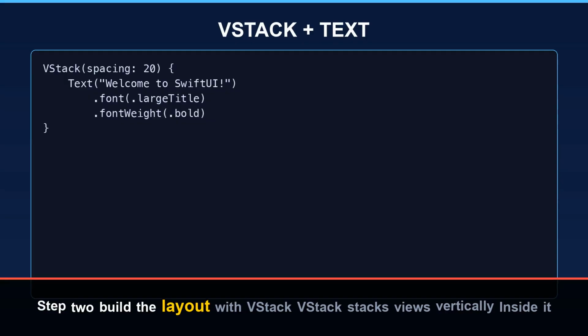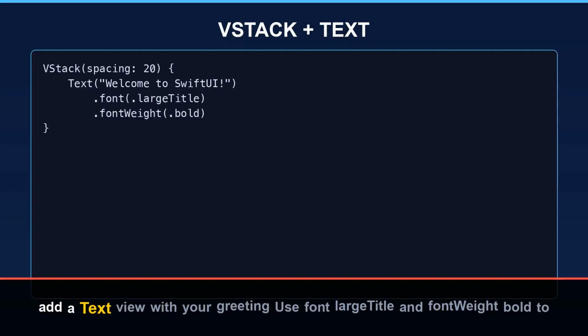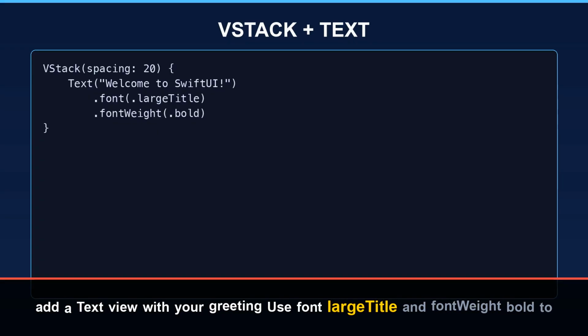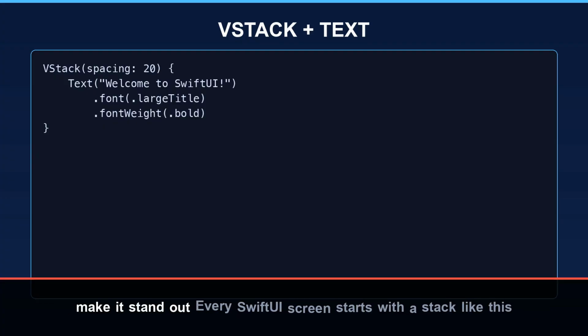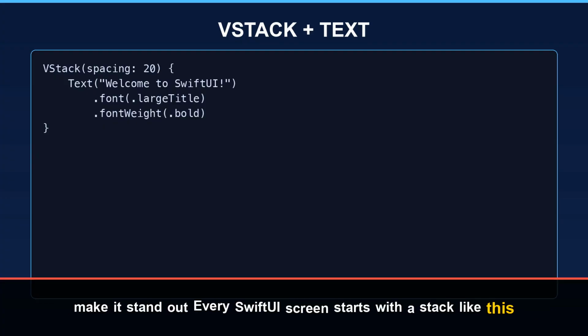Step 2. Build the layout with VStack. VStack stacks views vertically. Inside it, add a text view with your greeting. Use font large title and font weight bold to make it stand out. Every SwiftUI screen starts with a stack like this.